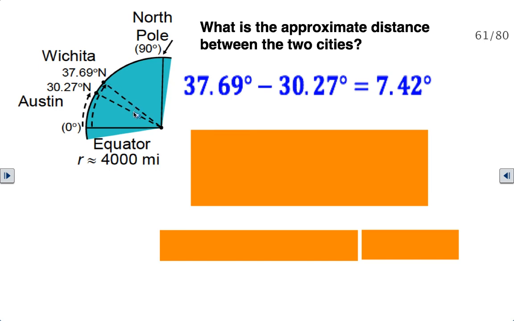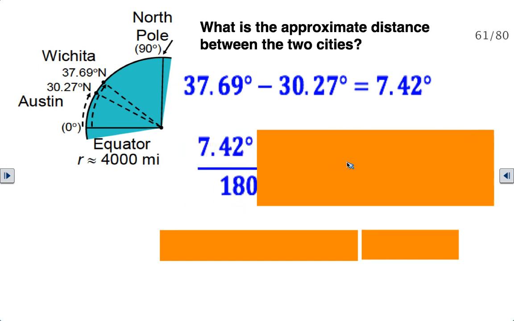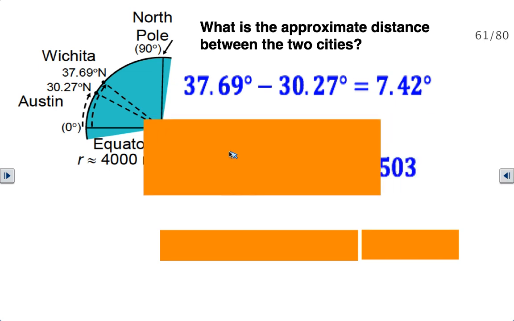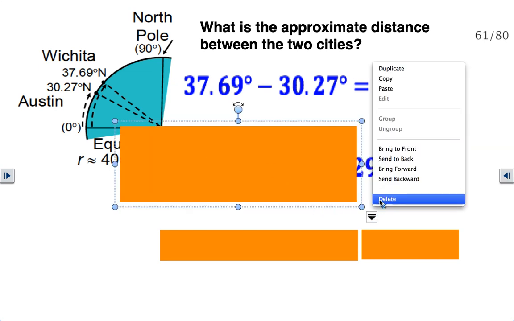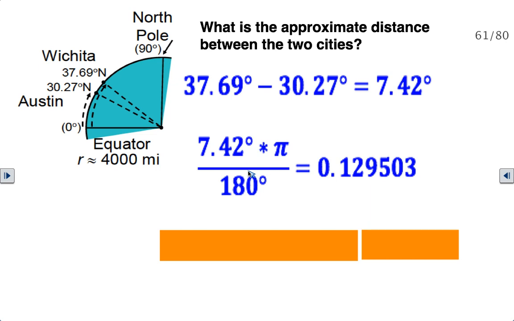So this angle right here is 7.42 degrees. Now don't forget your arc length formulas: you have to have your angle in radians, so you have to convert from degrees to radians. When you do all that, it's fine if you put it in the calculator, especially since we already have a decimal here. You get this answer for your radians.